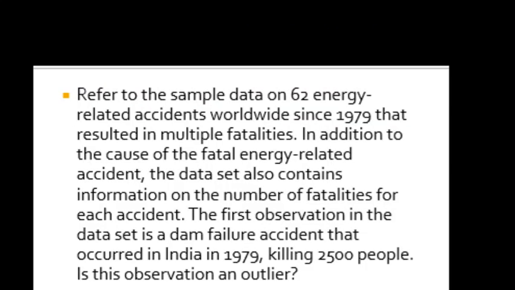Okay, so let's look at an example here. One of the data sets we used earlier was energy-related accidents worldwide since 1979, which resulted in multiple fatalities. So we looked at the causes of the accidents. Now let's say there was also information on the number of fatalities for each accident. And one of the observations is a dam failure accident that occurred in 1979, killing 2,500 people. And based on the rest of the data set, we want to figure out if this observation is an outlier.